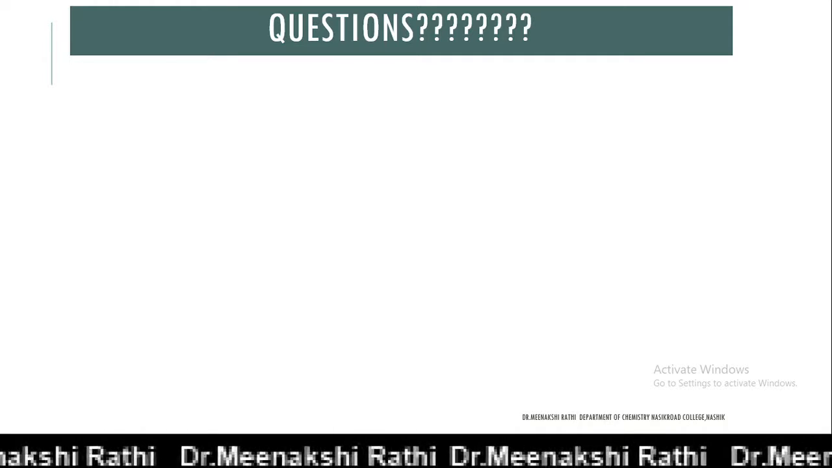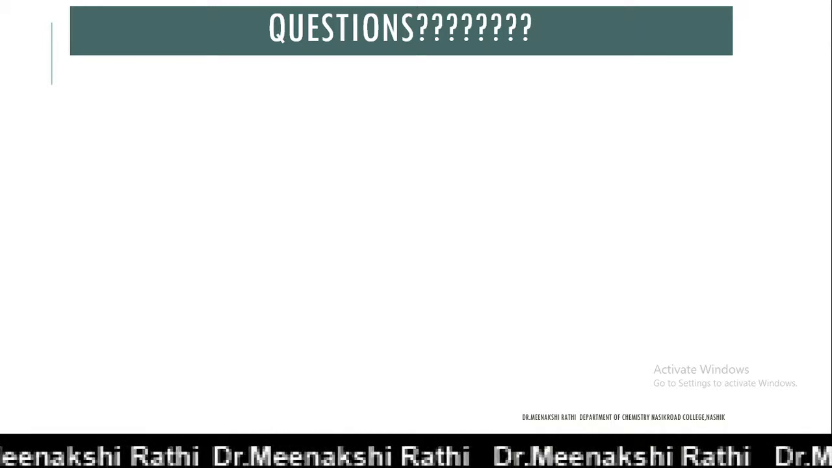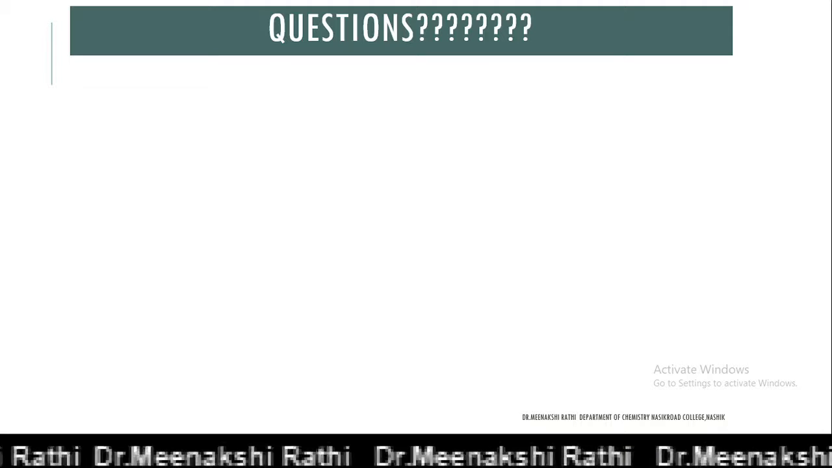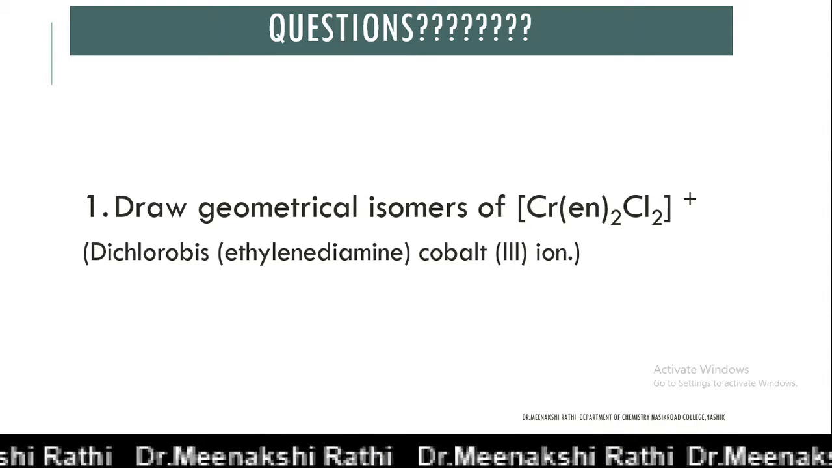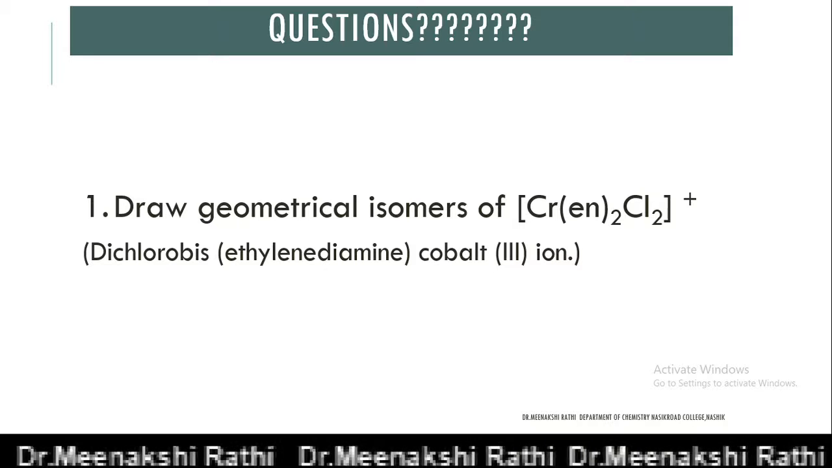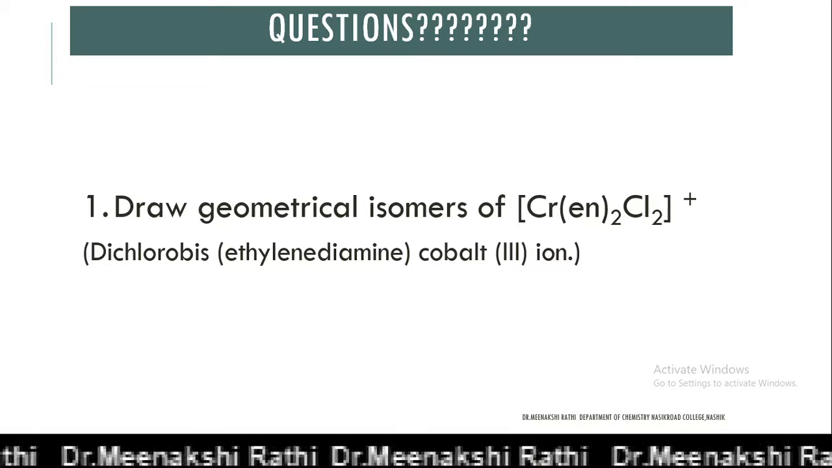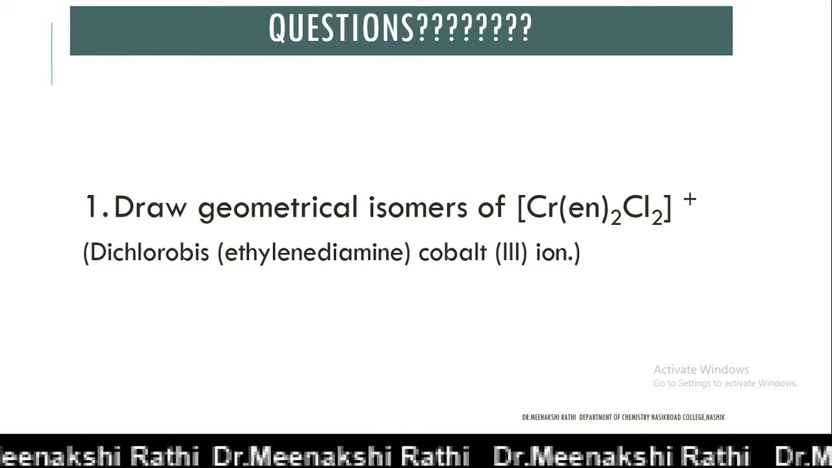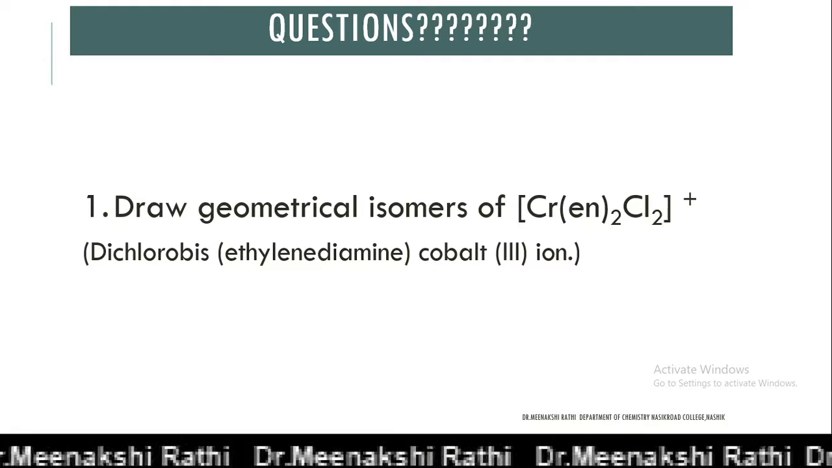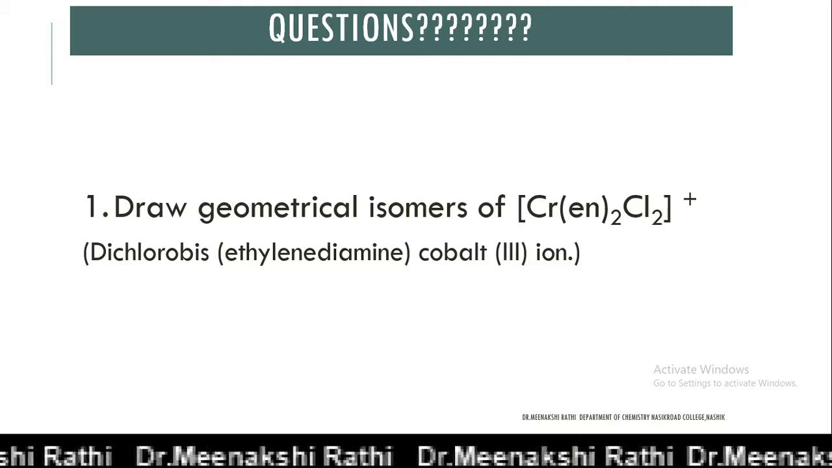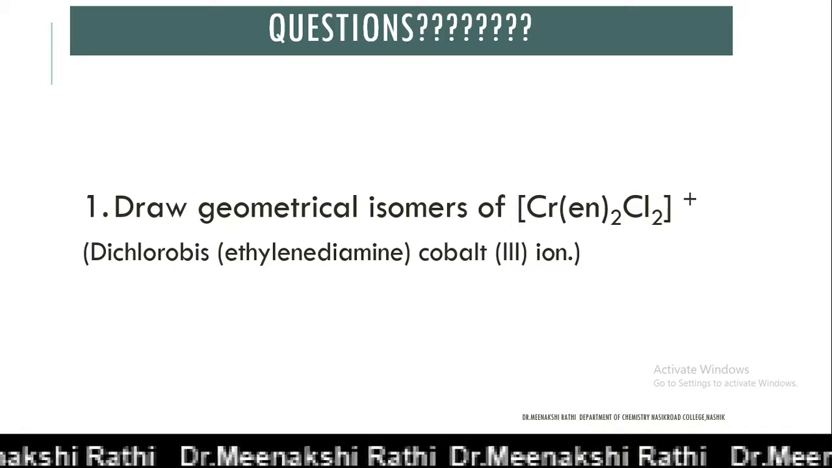Dear students, we just completed the chapter Isomerism in Coordination Compounds. Now let's discuss some questions based on this chapter. The first question is, draw geometrical isomers of dichloro bis ethylene diamine chromium ion. Sorry, not cobalt, chromium ion.